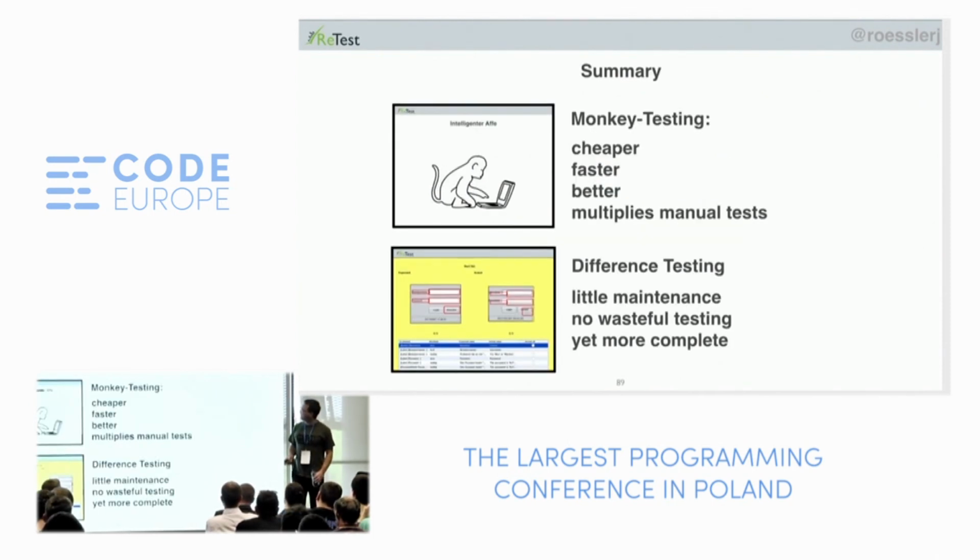So this is already, I was faster than I expected. This is already the essentials of my talk. So in summary, monkey testing makes it cheaper, faster, and better to test, and multiplies manual results. So you record a single test case and it gets multiplied by the monkey. And difference testing means that you make little maintenance, you have no wasteful testing, which means that you don't create assertions, like everything is checked, and therefore it's more complete.